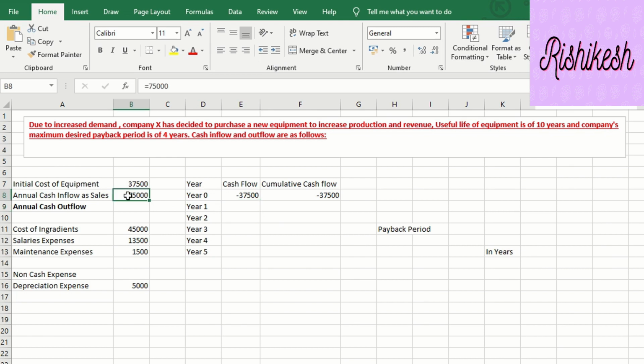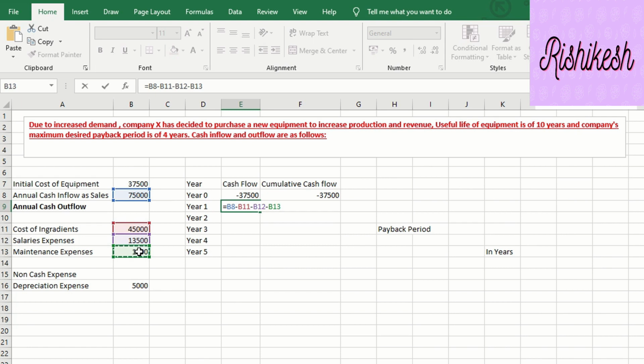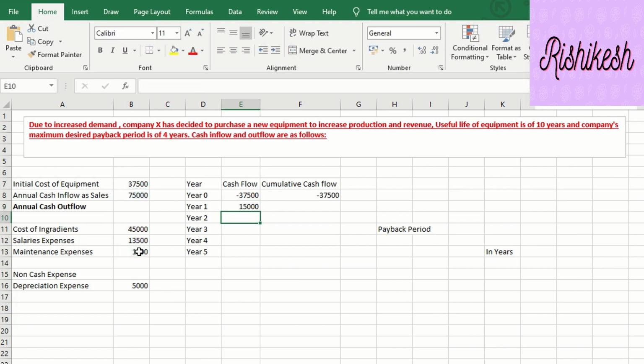Now in year 1, if you see, there's 75,000 in every year. In every year there's a cash inflow of 75,000, but there are cash outflows of 45,000, 13,500 and 1,500. So can I say that the net cash inflow will be 75,000 minus 45,000 minus 13,500 minus 1,500, and that comes out to be 15,000. So 15,000 is your net cash inflow.